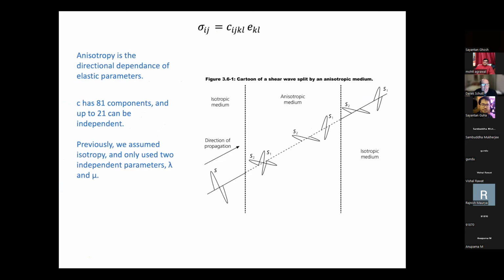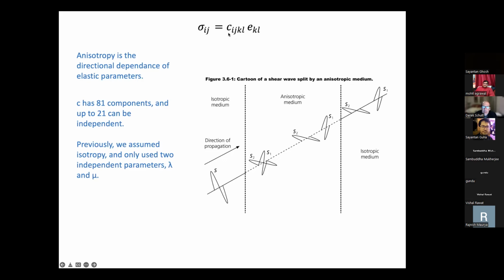So anisotropy is the directional dependence of elastic parameters. So C, our elasticity tensor, has 81 components. That's 3 to the 4th components. And up to 21 can be independent. Now, in our past explorations, we've assumed isotropy, which means no directional dependence of elastic parameters. And then all we needed was 2 independent parameters, lambda and mu.